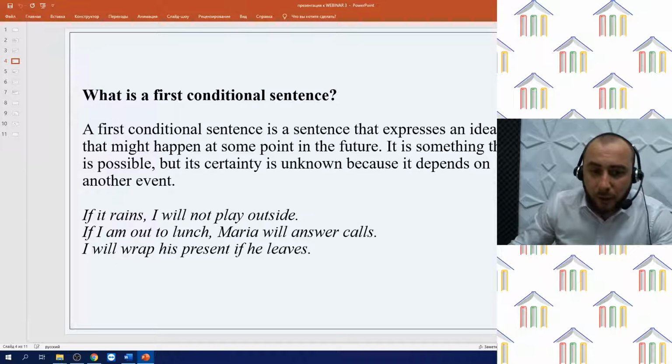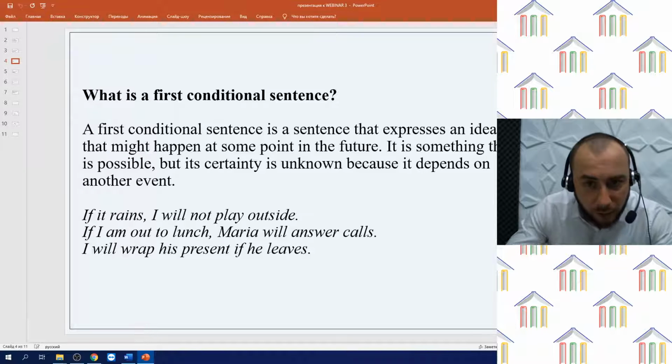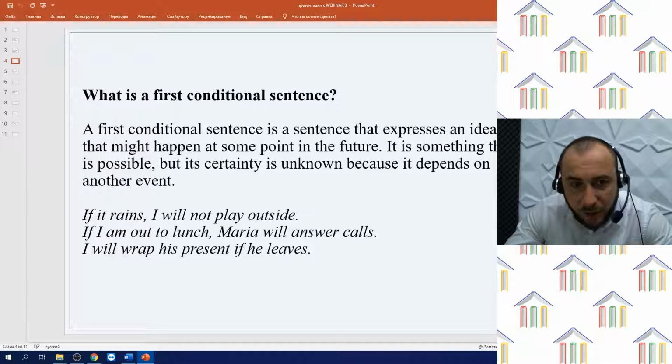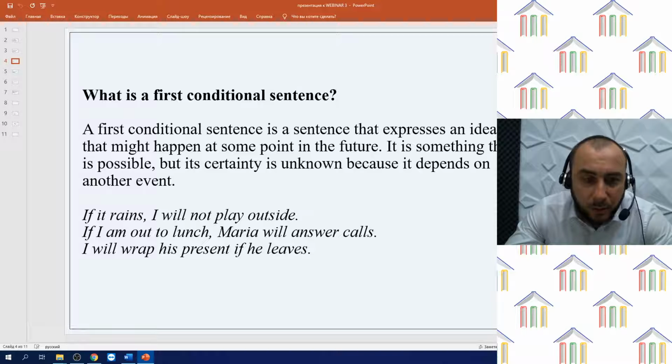Next, what is a first conditional sentence? A first conditional sentence is a sentence that expresses an idea that might happen at some point in the future. It is something that is possible, but its certainty is unknown because it depends on another event. If it rains, I will not play outside. If I am out to lunch, Maria will answer calls. I will wrap his present if he leaves.